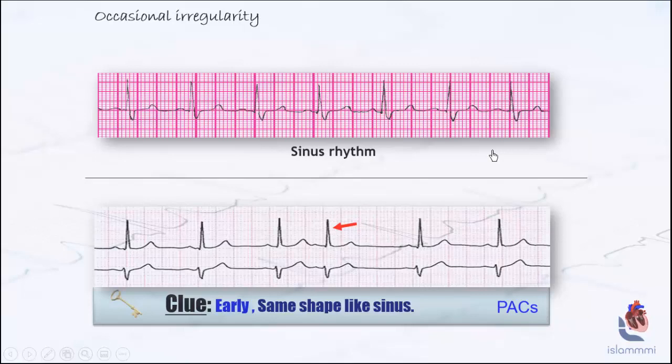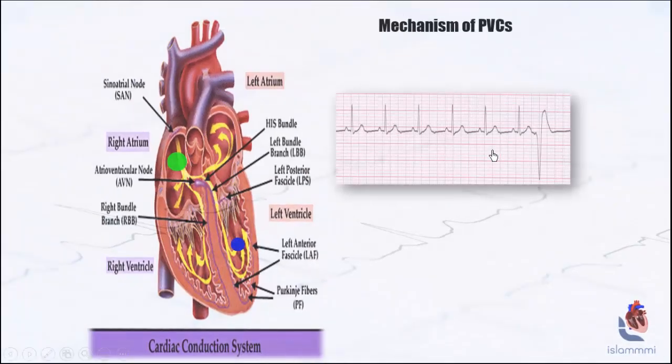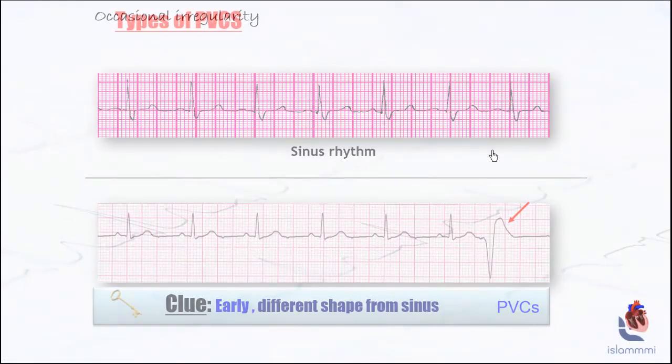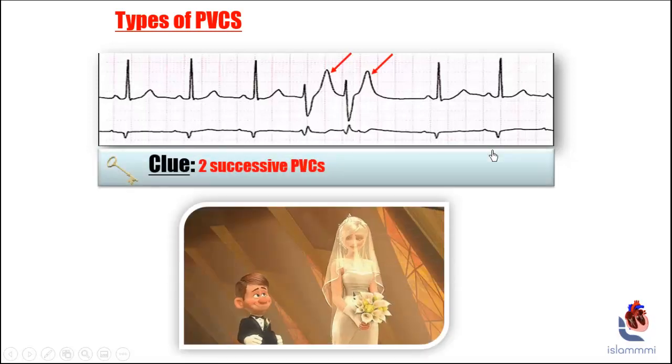It has the same shape like normal sinus, but it comes a little bit early. So what if it's ventricular? It will be wide. This is the difference. It comes early, but it has a different shape than the normal rhythm. So this we call premature ventricular contraction, PVCs. If two come together, two PVCs, because they are wide and don't have the same shape like the normal one, and they are coupled together, they are married, so we call this a couplet.